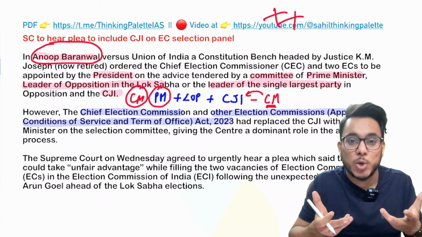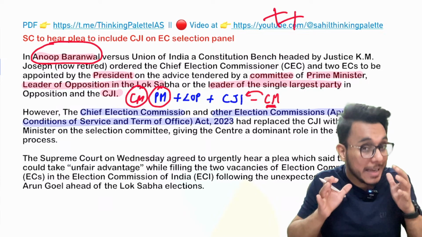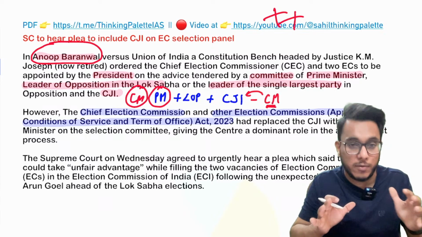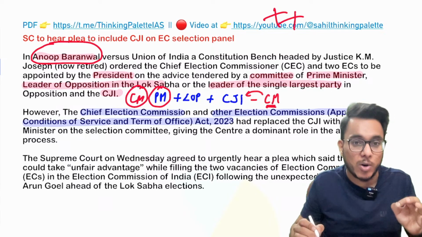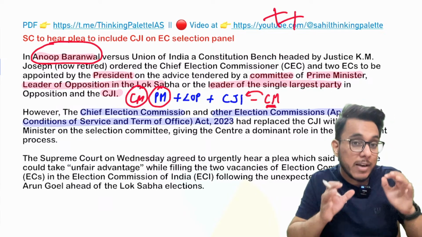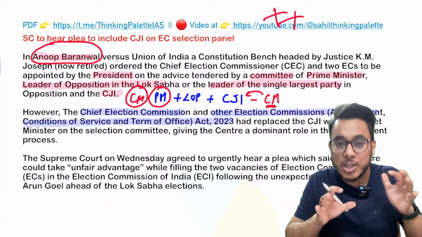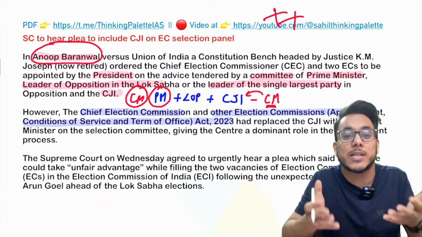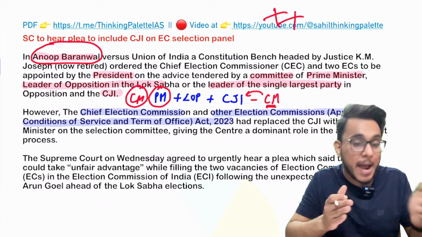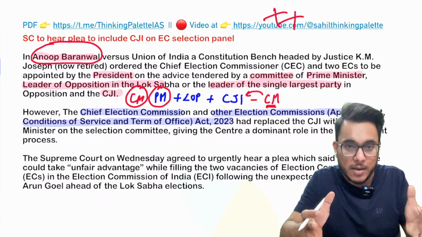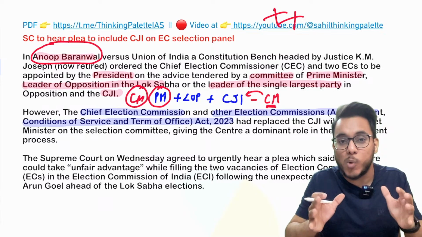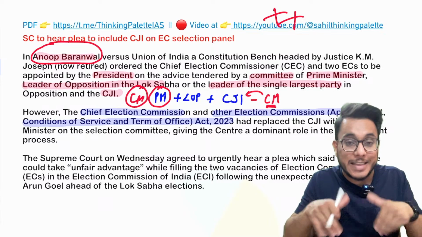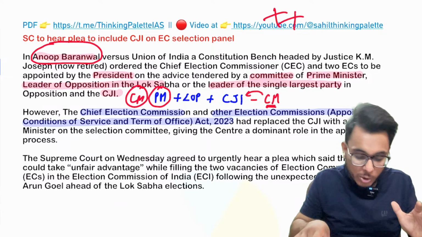So certain NGOs have a concern that given the present constitution of this selection committee, where CJI is not there, this particular body will appoint those people in the election commission who are biased towards the political party in power. And now you see elections are coming. So general elections of 2024 are coming. So therefore, in this particular point, we need to ensure that there is no bias. So therefore, what has happened?